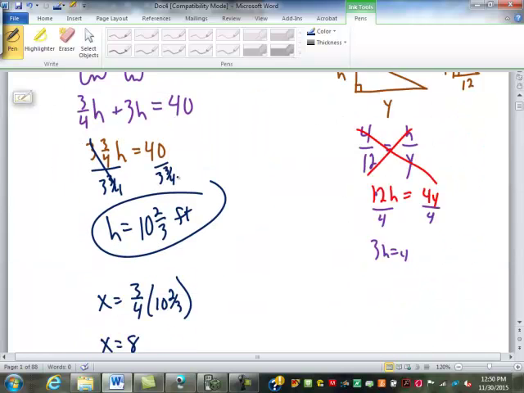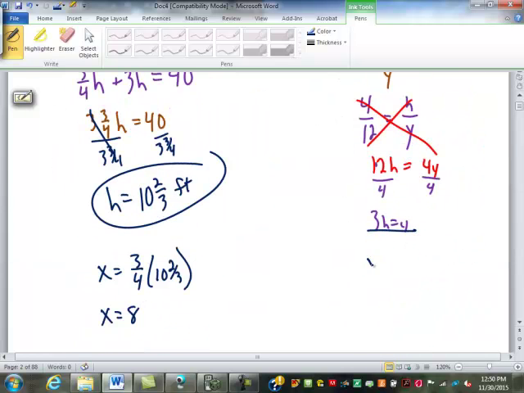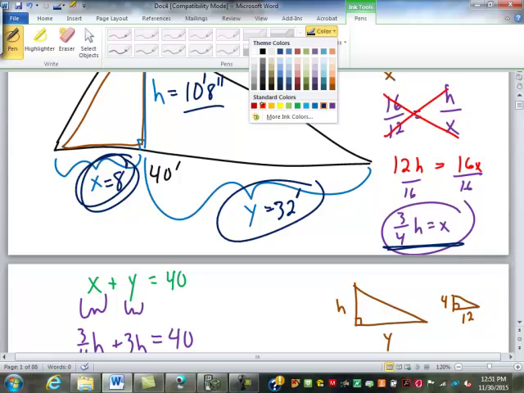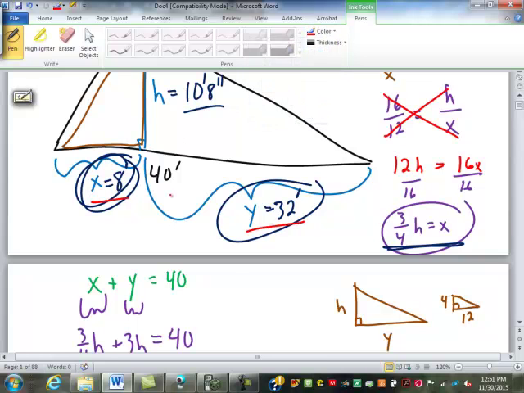Now I also know from over here that y equals 3h. So y equals 3 times 10 and 2/3, which is 32, right? Or we could have just said 40 minus 8. That's a very good question. Could I just take 40 minus 8? You're right, I could. But the reason I did it this way is now I have a way to double check. Because now I can say, okay, 8 and 32 do add up to 40, so it makes sense.